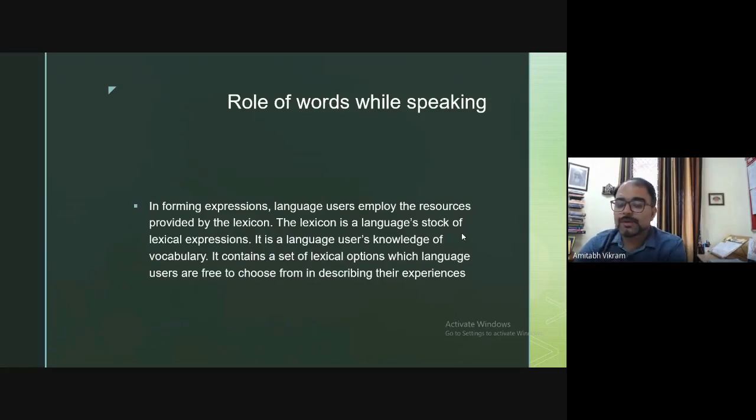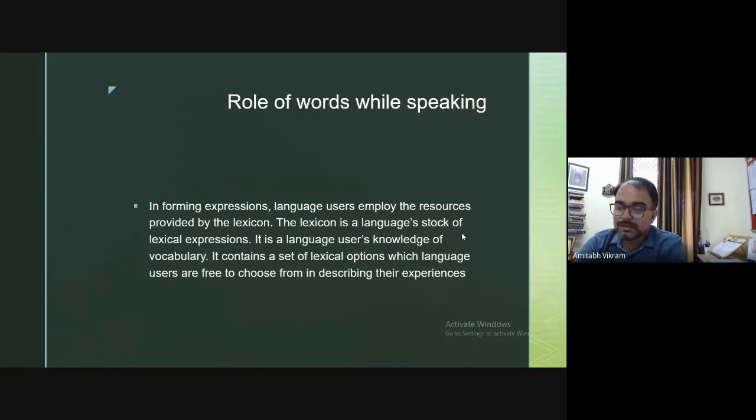And where do you locate this lexicon, where do you locate this information? This information is in your head. This information is in your brain. So language users employ the resources provided by the lexicon. Likewise, happy, you have hundreds of words that are stored in your mind. So they are part of your active lexicon. So the lexicon is a language stock of lexical expressions.